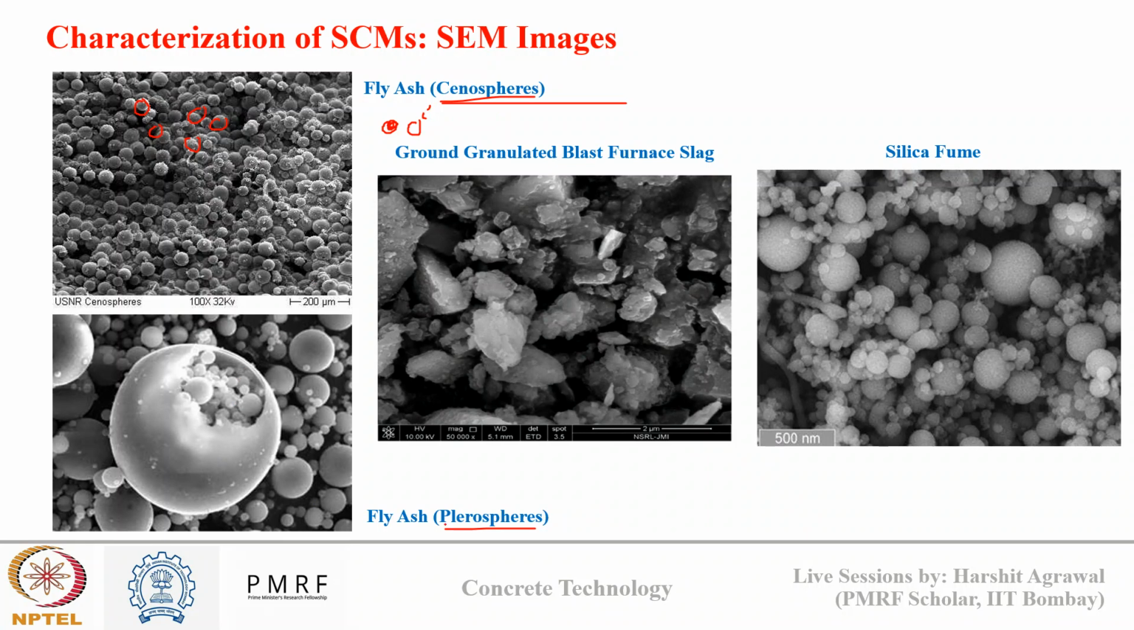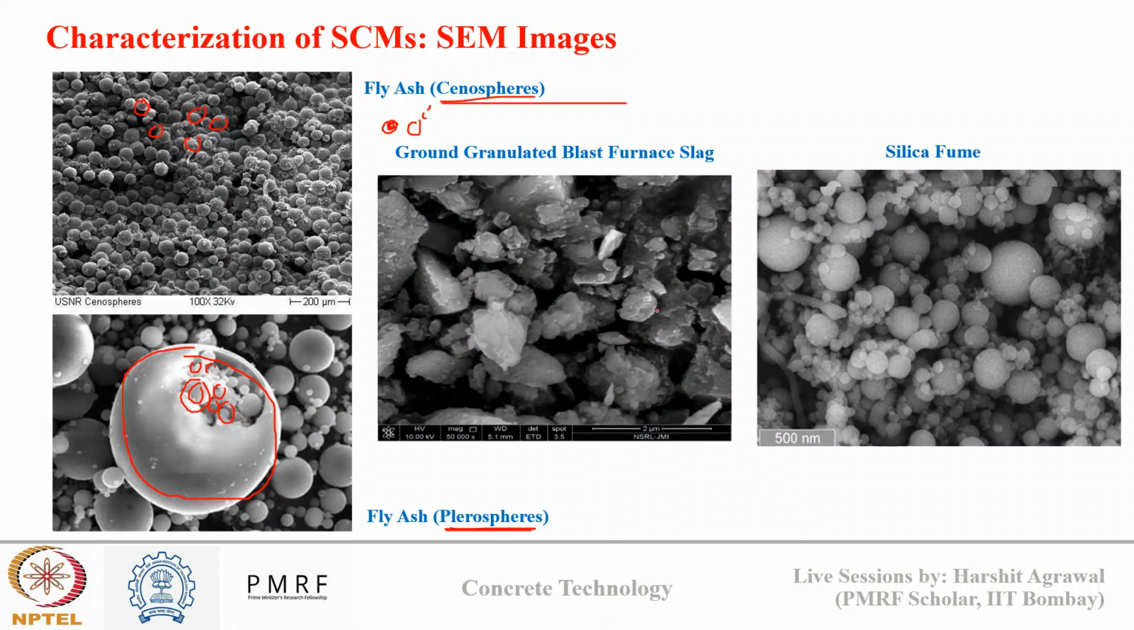The second form in which fly ash exists is known as plerosphere, which are large spheres containing small fly ash particles within them. You can see here in this image, there is a large sphere, and inside the large sphere, I have hollow spherical particles within it. So this type of structure of a fly ash is known as plerosphere.